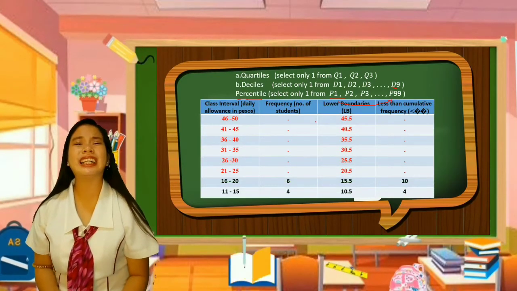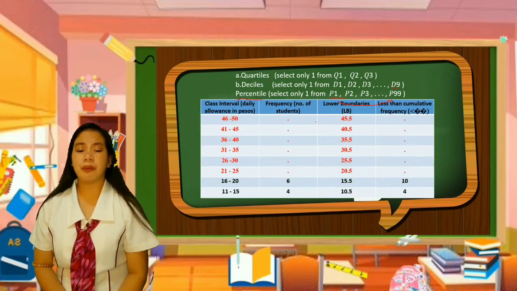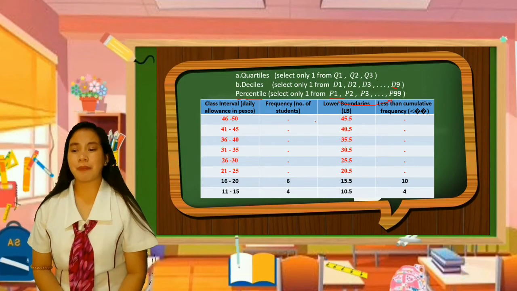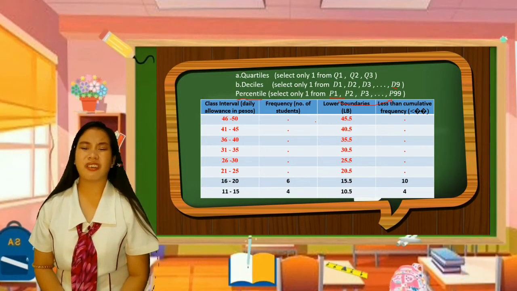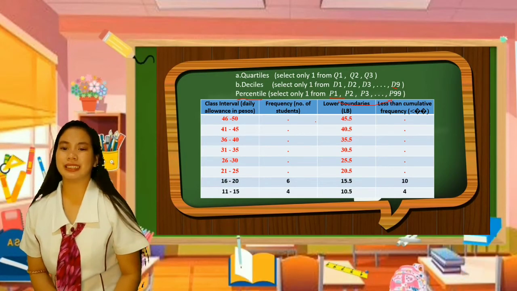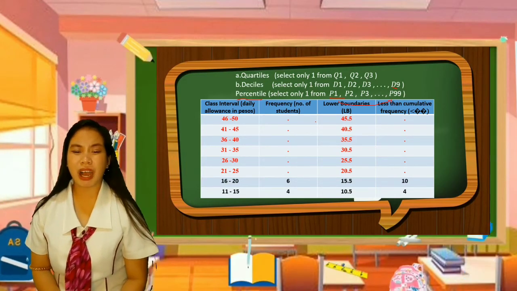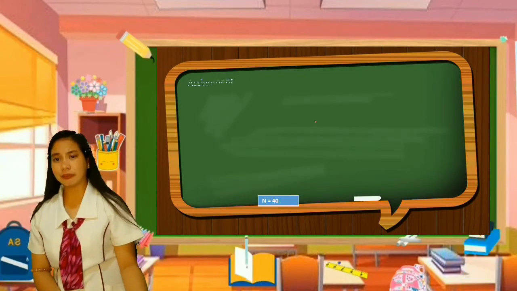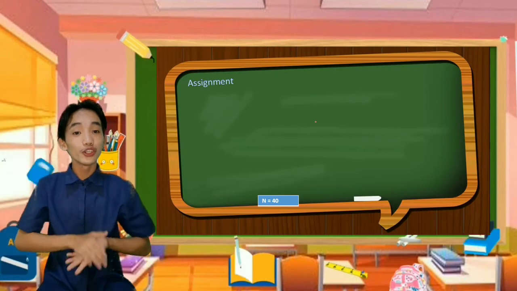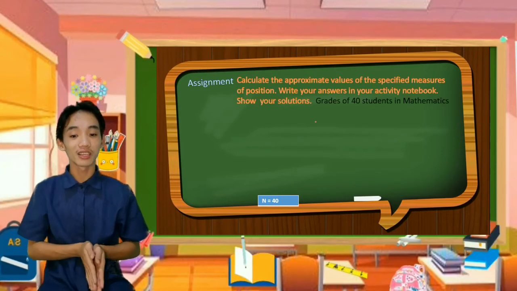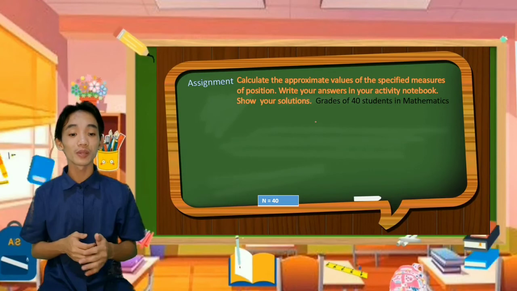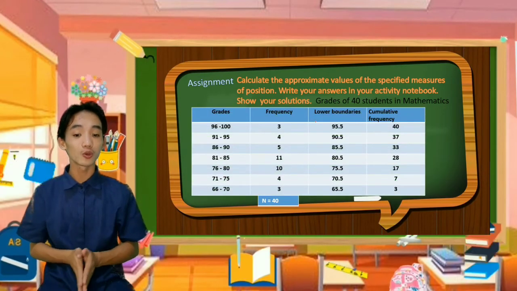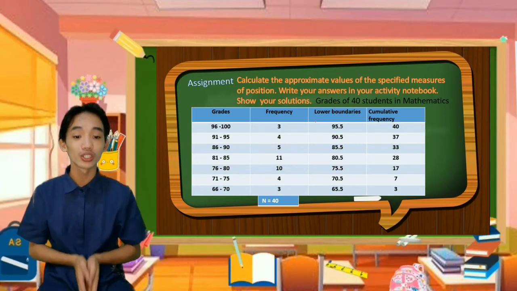First, you should fill in the blanks in the table. The class interval represents the daily allowance, frequency represents the number of students, lower boundaries or LB, and less than cumulative frequency. So for your assignment, to be passed next meeting, you are going to calculate the approximate values of a specified measure of position. Write your answer in your activity notebook and show your solution.